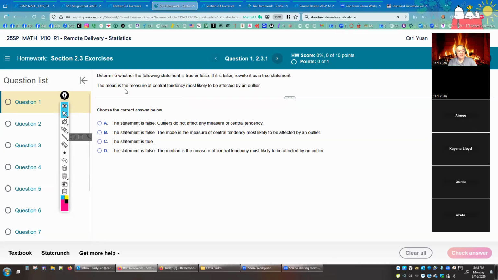The mean is the measure of central tendency most likely to be affected by an outlier. It sounds very true. A is not right. Outliers do affect measurements of central tendency. The mode, no, not mode either. And then not median. So I say C.